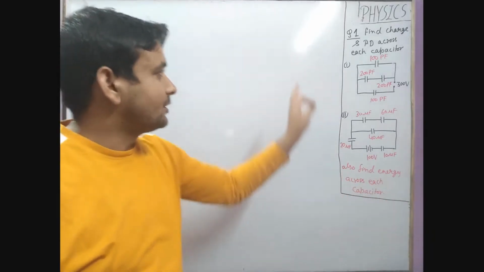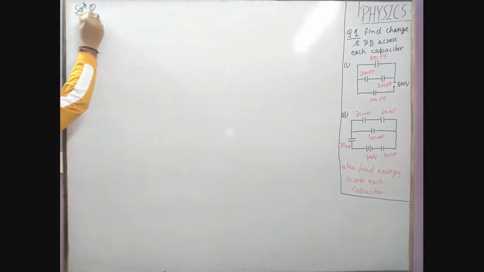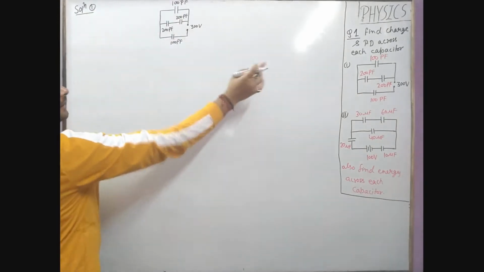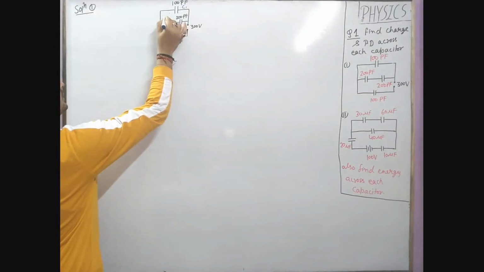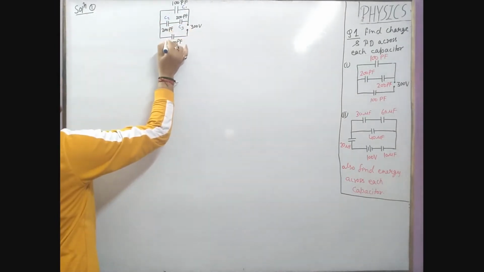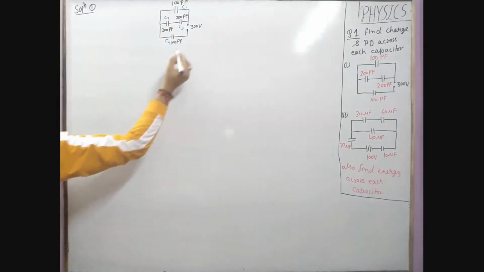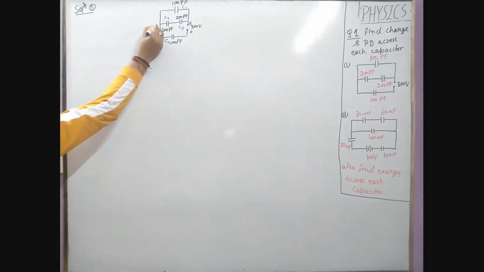Okay, so first we will start with solution number 1. Now students, we have the circuit in question number 1 in which this is capacitor C1, this is C2, this is C3 and this is C4. This circuit can be resolved as, if these are the points A and B, therefore we can resolve it like that.